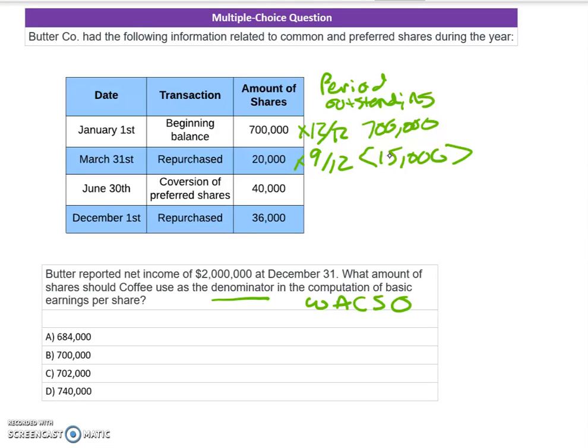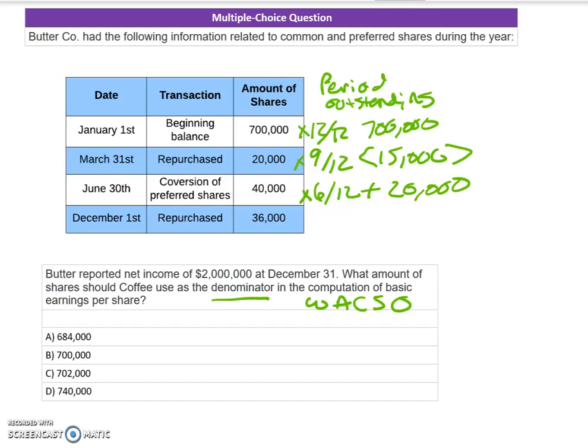Conversion of preferred stock, that's going to be increasing our weighted average common shares because when we're converting our preferred stock into common stock, that is going to be increasing the amount of common stock that is outstanding. So that's going to be multiplied by 6 of 12 because June 30th, we have 6 months remaining in the year, July 1st through the end of December. So that's going to be 40,000 times 6 of 12. We're going to be adding this to 20,000.